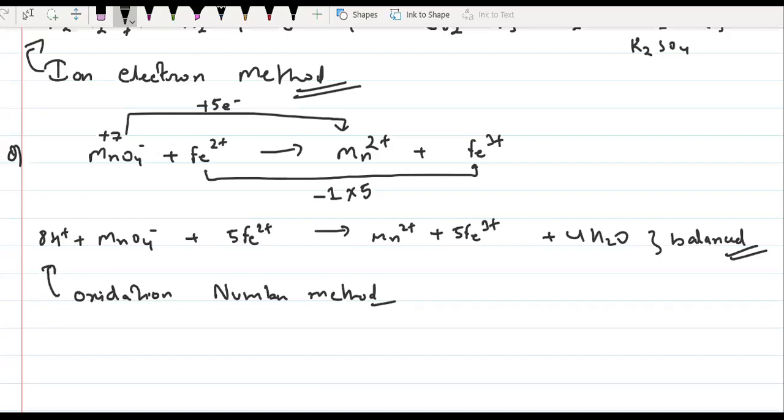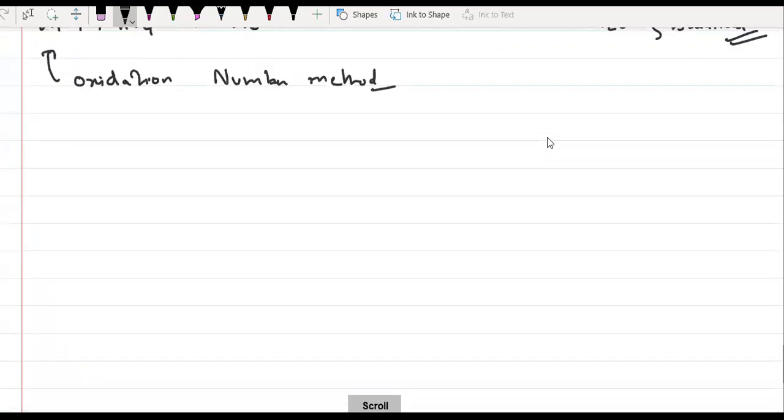Okay, Sneha, I will give you one more example. I'll explain once more, don't worry. Let's see another reaction that we have already seen, with the oxidation method. The reaction is this.